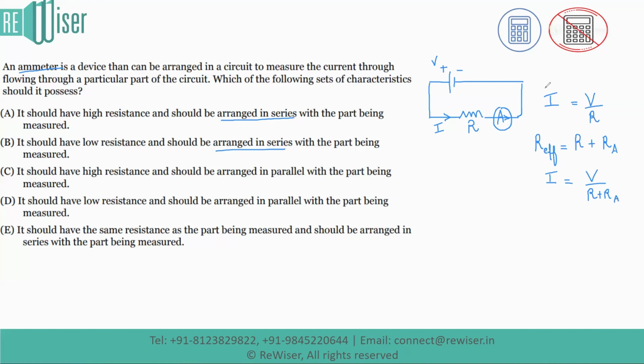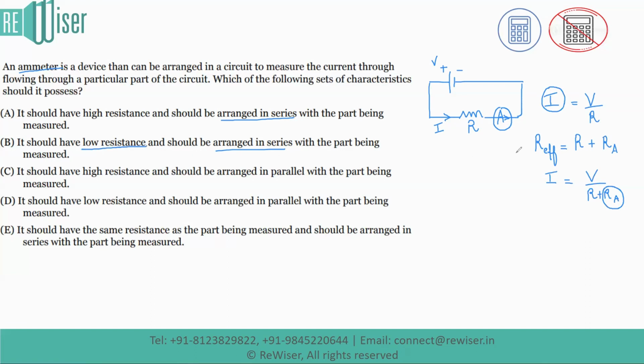Now, the value of current I should not change just because I introduce an ammeter in the circuit. For this to happen, the resistance RA of the ammeter must be as minimum as possible so as to not affect the value of current that it is measuring in the circuit. So when I say as little as possible, I mean a low resistance.